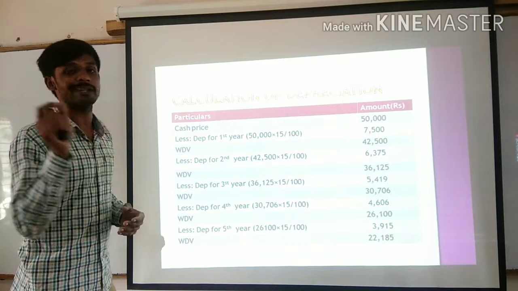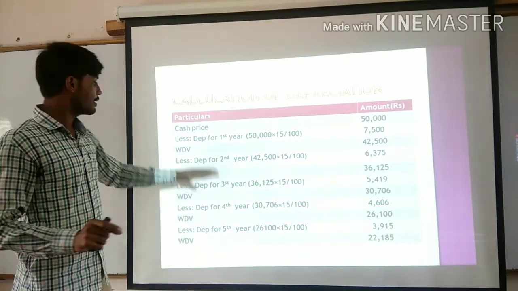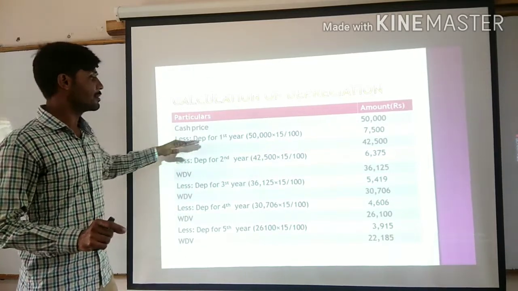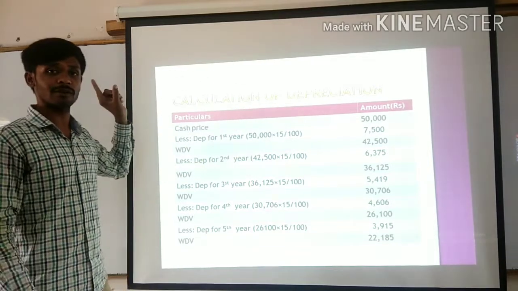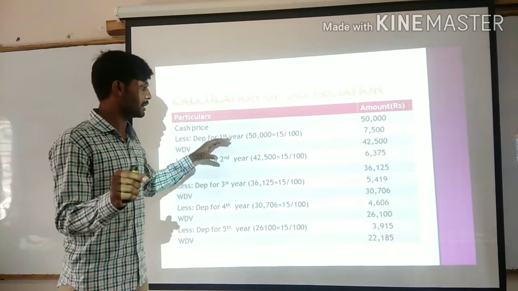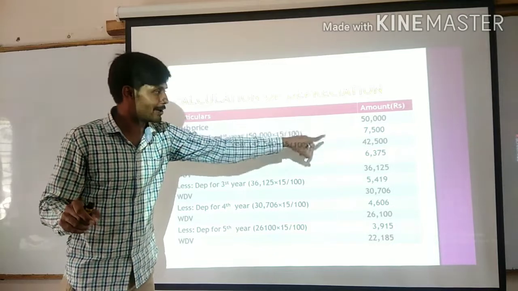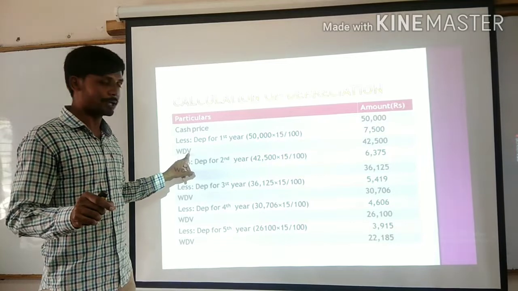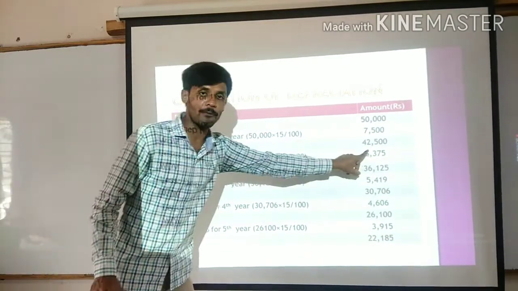But when it comes to the context of the written down value method, we will follow this procedure. Here, cash price of the asset is 50,000. In that, we just need to deduct depreciation for the first year. Observe the question, rate of depreciation is 15%. Okay, 50,000 into 15% will get 7,500. Deduct 7,500 from the cash price, that is 50,000, will get WDV, that is written down value, 42,500.